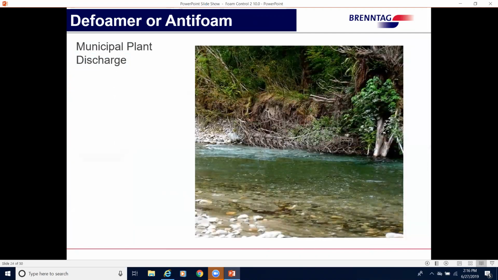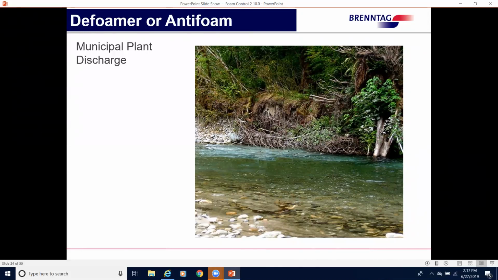Okay, so this slide here is a great slide to help everybody understand the difference between defoamers and anti-foams. Just to paint the scene, the picture on the right is a stream near my buddy's house where a sewage treatment plant discharges. Every so often, this stream will have a 20-foot by 1-foot or so ripple of foam coming out of the sewage plant's discharge right outside of the picture.